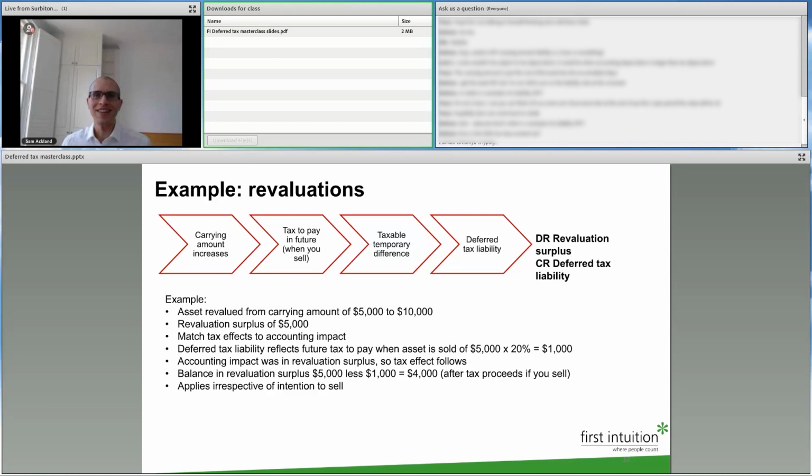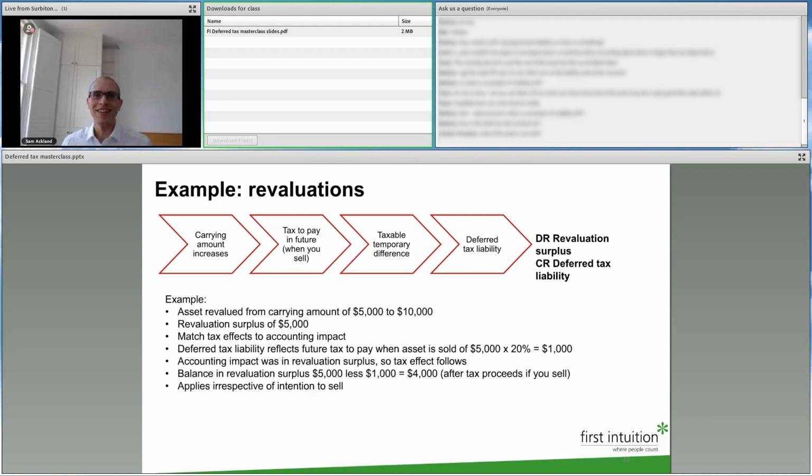Okay, now this applies irrespective of the intention to sell the asset. So I don't need to intend to sell this asset at any point. I just simply compare the carrying amount with the tax base and I end up with a deferred tax liability. So it's very similar to the first example that we saw on accelerated capital allowances. Your carrying amount of the asset is higher than your tax base. And because the carrying amount is higher than the tax base, the carrying amount, remember, has increased by the revaluation surplus, you are going to have a deferred tax liability.